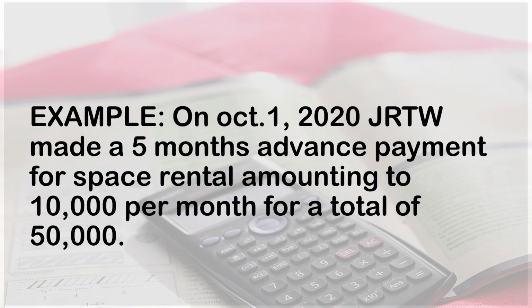Example, on October 1, 2020, the business RJTW made a 5 months advance payment for a space rental amounting to 10,000 per month for a total of 50,000. Therefore, on October 1, there must be a journal entry in order to reflect expenses because there is a payment of rental expense on October 1 amounting to 50,000 representing 5 months advance of rentals.